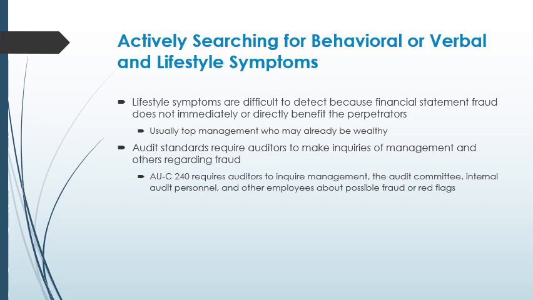Also, audit standards require auditors to make inquiries of management and others regarding fraud. AUC 240 requires auditors to inquire of management, the audit committee, internal audit personnel, and other employees about possible fraud or red flags. This is important because management is probably concealing fraud from the audit committee and internal audit, but lower level employees may have knowledge of fraud because they may have been asked to perform suspicious journal entries. Also, employees with information about fraudulent activity may be afraid to come out and speak up on their own, but if questioned, they're likely to give up that information.